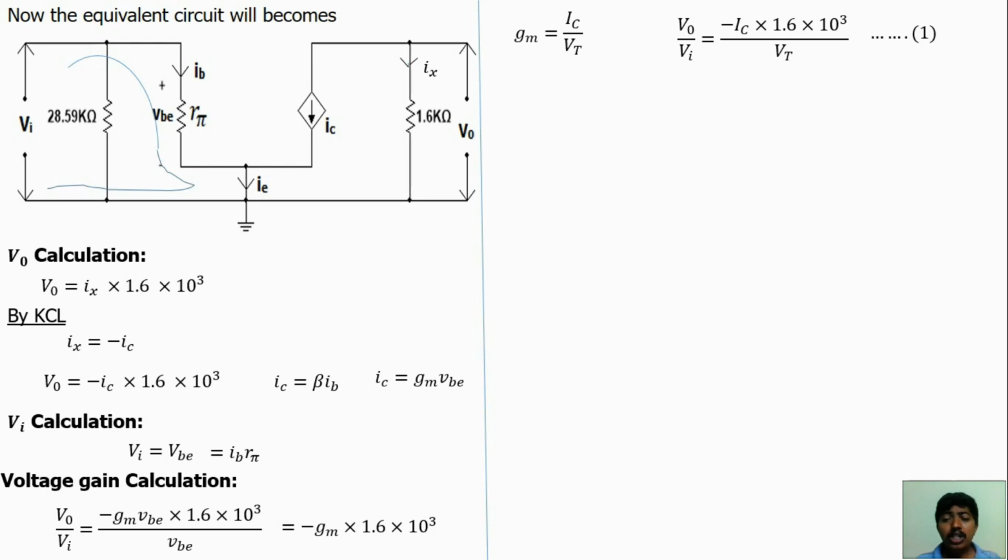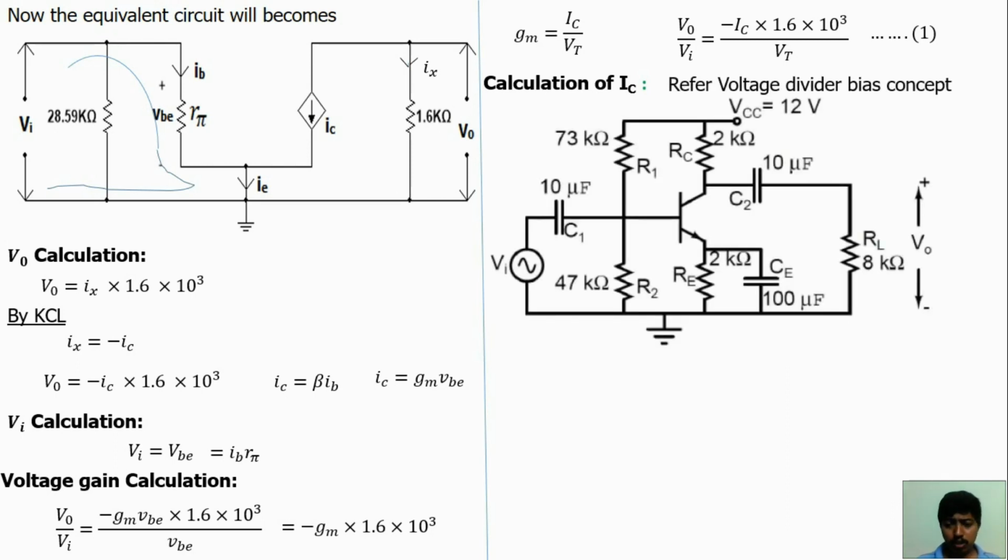Now the calculation of IC is very important. When we do small signal analysis, first we need the DC biasing analysis also. Refer to the voltage divider bias concepts. This is the given circuit. We are going to find the collector current.